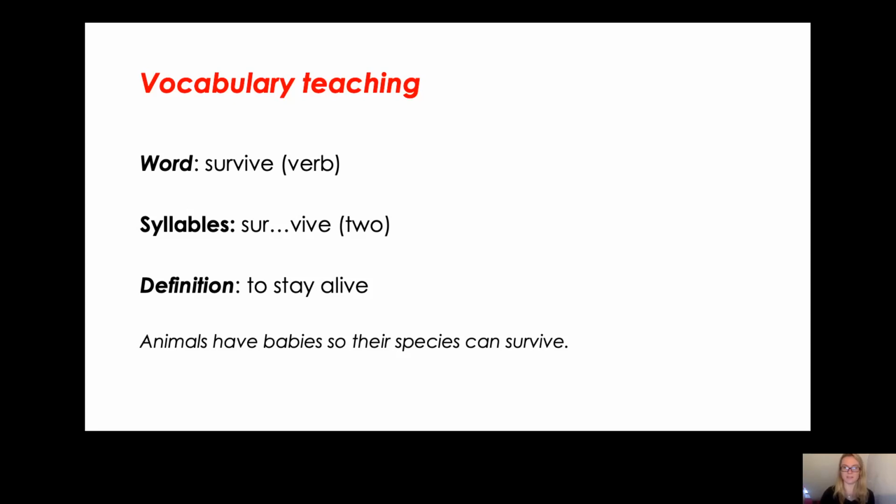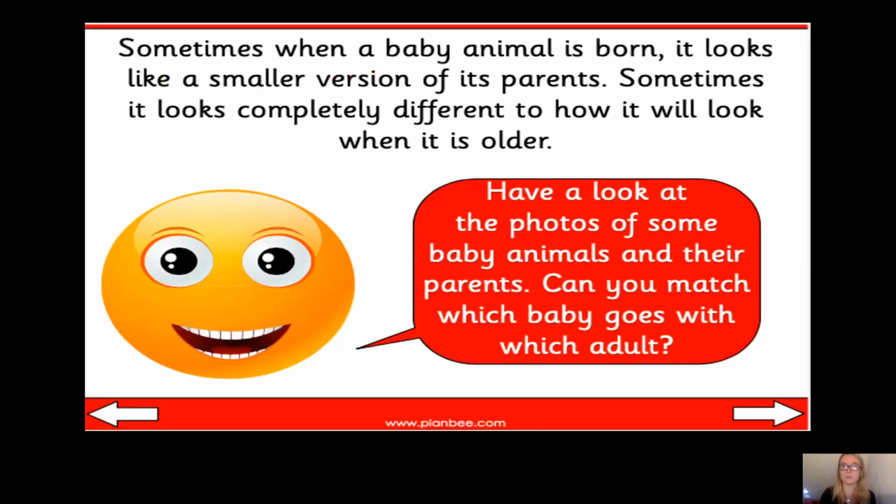Okay, fantastic. Now, sometimes when a baby animal is born, it looks like a smaller version of its parent. So like the lamb looked like a smaller version of the sheep and the foal looked like a smaller version of a horse, didn't it? Sometimes it looks completely different though. Remember our tadpole? It looks completely different to the frog that it grows into, doesn't it?